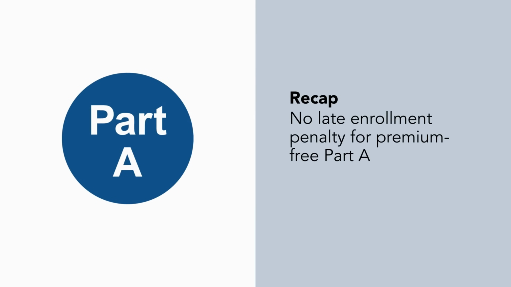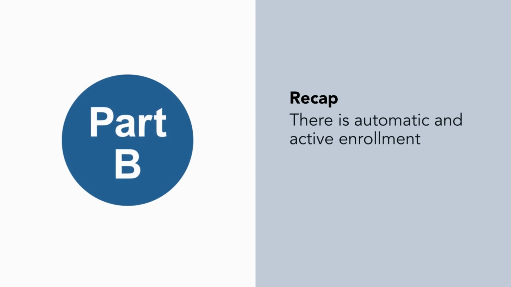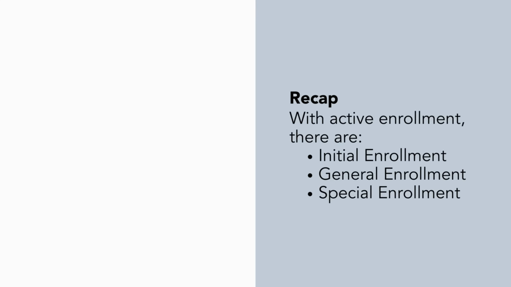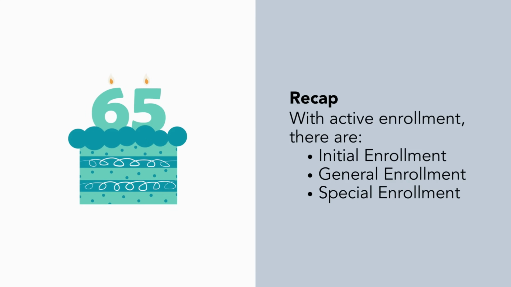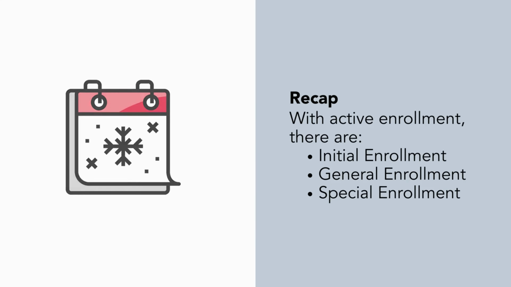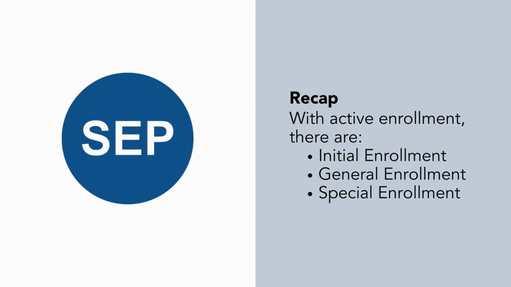To recap, people who qualify for premium-free Part A can enroll at any time with no late enrollment penalty. With respect to Part B, some people are automatically enrolled and some people must actively enroll. There are three types of enrollment periods for active enrollment: the initial enrollment period, which is based on the individual's 65th birthday; the general enrollment period, which takes place every year between January 1st and March 31st, and special enrollment periods, which are not determined by time of year, but by the timing of special circumstances and qualifying life events.